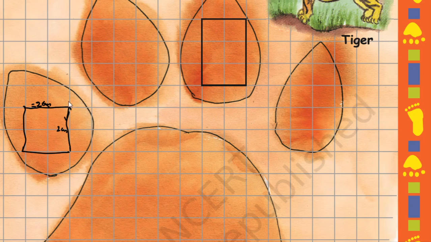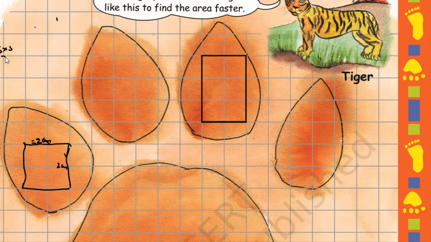So what is the area of a square? Area is equal to side into side. What is the side of this square? 2 centimeters into 2 centimeters. Did you understand? 2 2s are 4 centimeters square, or we can write the same thing as 4 square centimeters. So the unit of area is square centimeter. This is the area of the square.